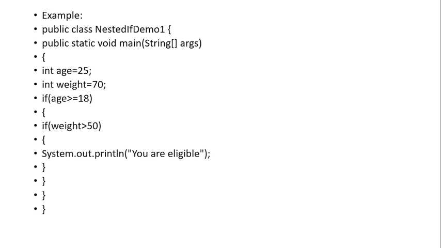So public class nested if demo1, so the name of the program is nested if demo1. What I am going to do is use the nested if statement here. The variable name is age, so age is equal to 25. So weight is equal to 70. So I am going to check two different conditions here, right? If the age is greater than 18, the age is 25, so this will return a true value, and the weight is greater than 50, this will also return a true value, and then you are eligible will be the output printed on the screen, right?